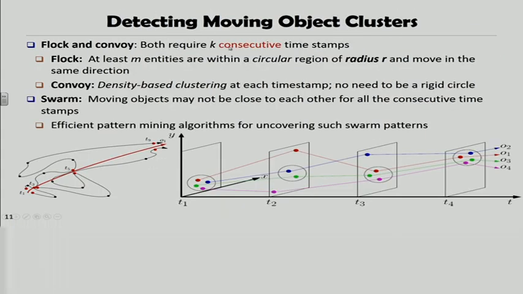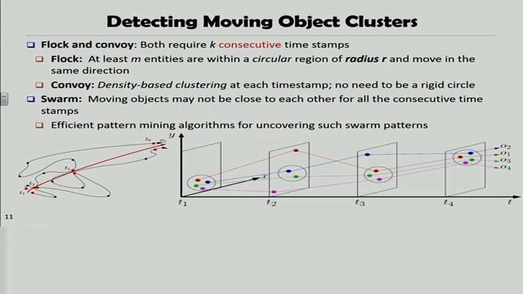We also want to study moving objects like animals, convoys, or something moving. So there are several interesting algorithms. One is called flock. Flock means you get M entities within a circular region. That means you find a disk. Suppose your disk is, say, 200 meters. You take this disk. You find within this disk there are M entities, like M ships inside.